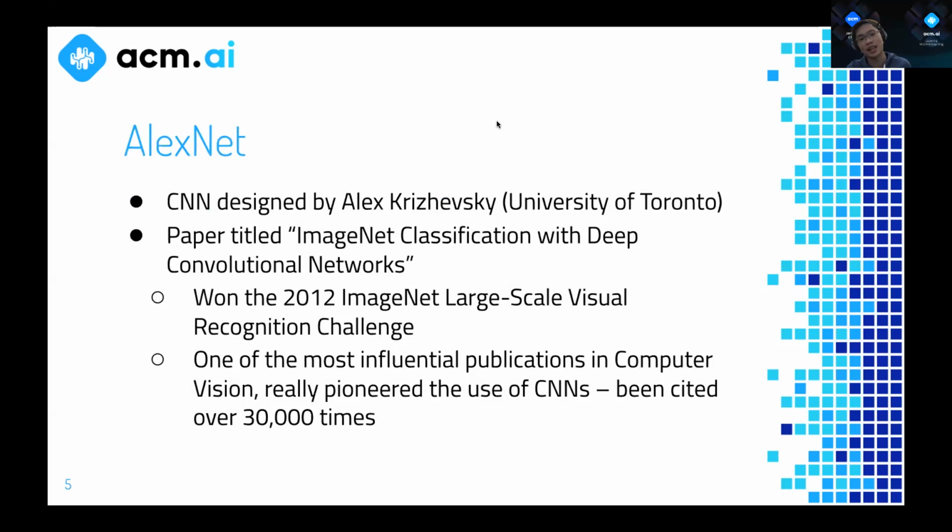Okay, so like I said, AlexNet was designed and named after Alex Krizhevsky from the University of Toronto, and was published with the paper titled ImageNet Classification with Deep Convolutional Networks. So AlexNet actually won the 2012 ImageNet Large Scale Visual Recognition Challenge, which was pretty cool. And it's also one of the most influential publications in computer vision. And it's been cited over 30,000 times, which is a testament to its pioneering nature in the field.